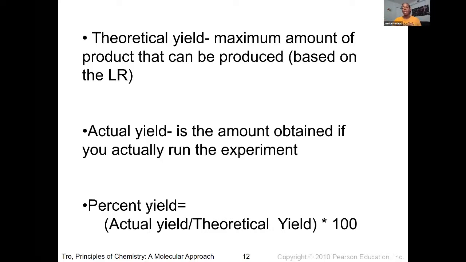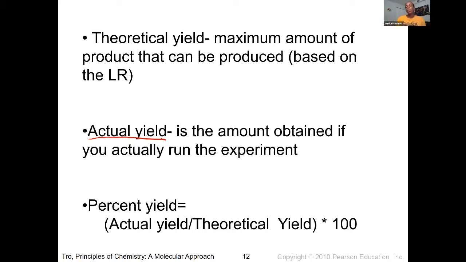But for whatever reason, just like when you're making waffles or pancakes in the kitchen, you may not actually make the predicted amount. And so when you're in the lab or when you're reading the problem, the amount that you actually obtain in the experiment represents your actual yield. And the formula for your percent yield would therefore be the actual yield, what I actually got, divided by the theoretical yield, what I was supposed to get, times it by 100.